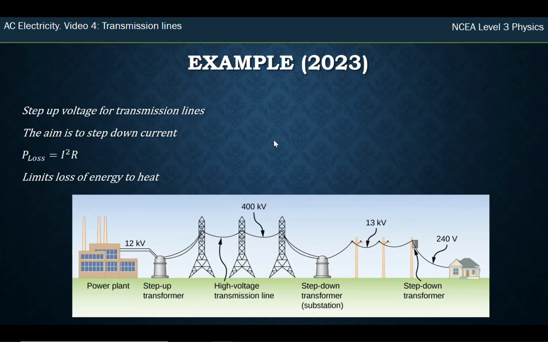So what we've looked at in this video is transmission lines, a very basic introduction, and why we step up the voltage. But the aim's really to step down the current. And the reason we do that is that we do lose some energy to heat. We can treat our transmission lines as a resistor, and that energy lost is equal to I squared R. If we decrease the current as much as possible, that decreases the power lost significantly, and that limits our loss of energy to heat.